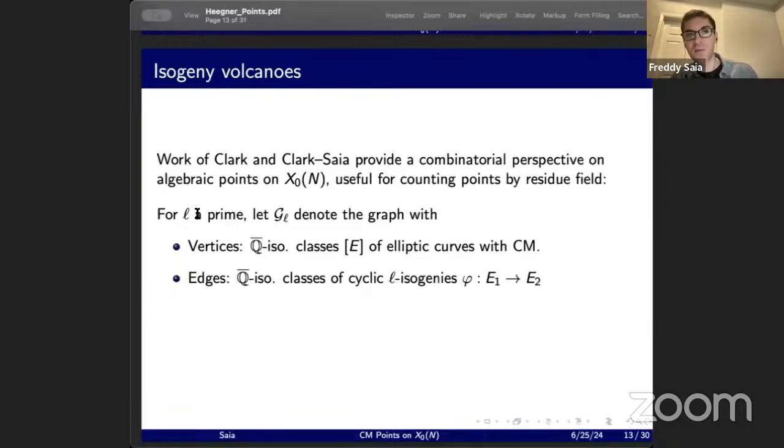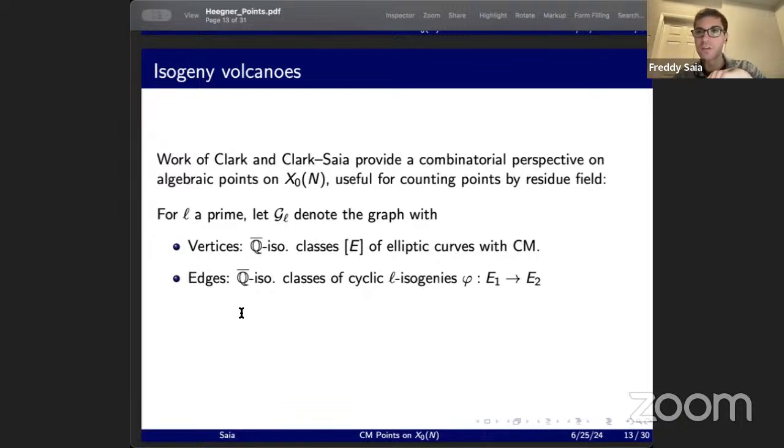So we're going to fix a prime ℓ, just a rational prime, and G_ℓ is going to be this isogeny graph. So its vertices are going to be in correspondence with isomorphism classes of elliptic curves with CM, CM by any discriminant. The discriminant can vary.